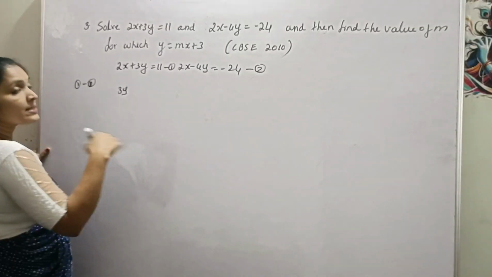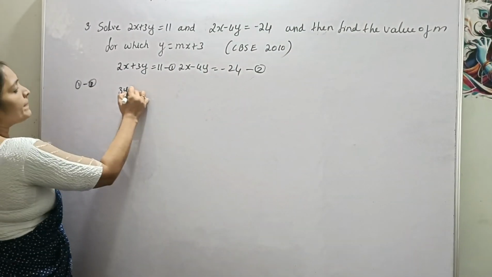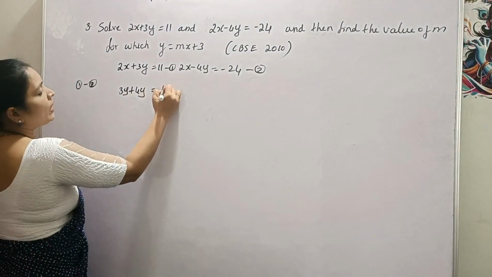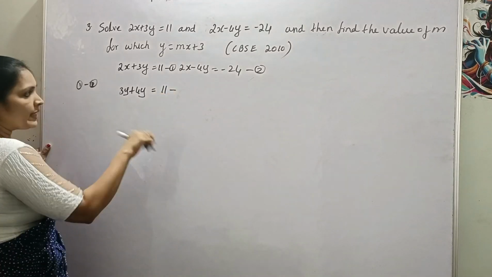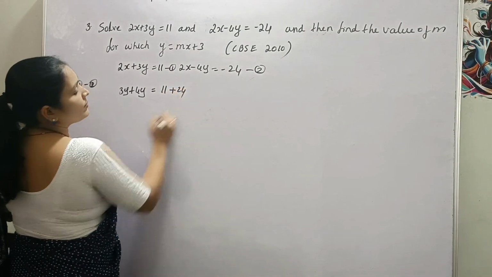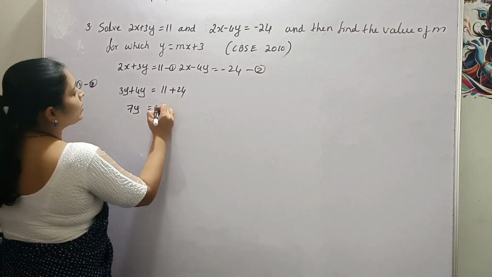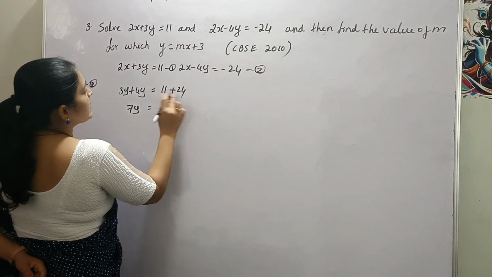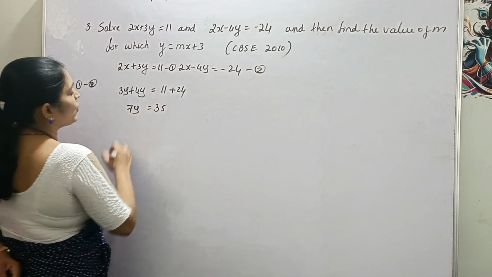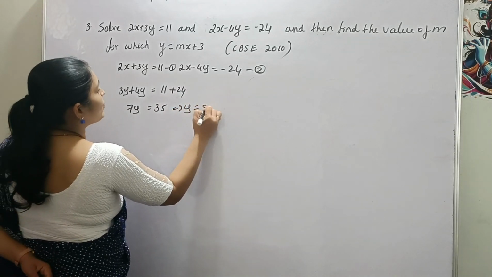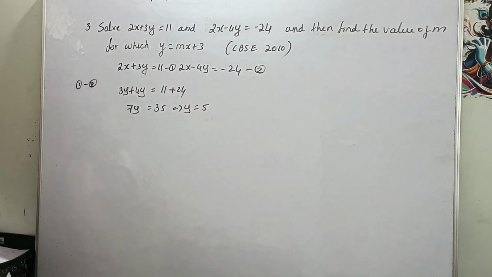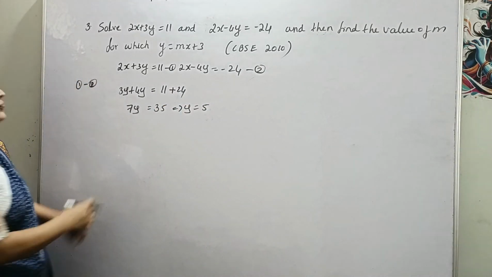3y minus 4y, that is plus 4y is equal to 11 minus 24 plus 24. Okay. That is 7y is equal to 35. Okay. That implies y is equal to 5. So we have got y is equal to 5.